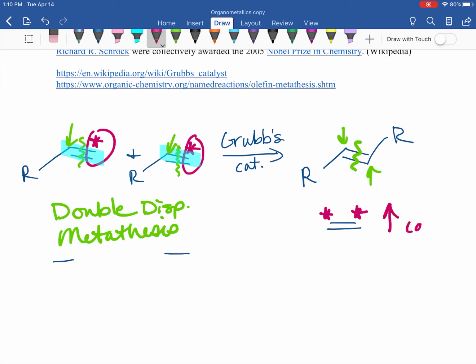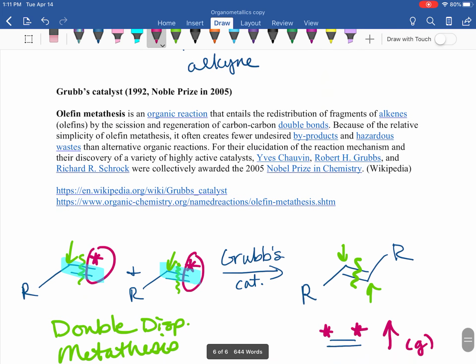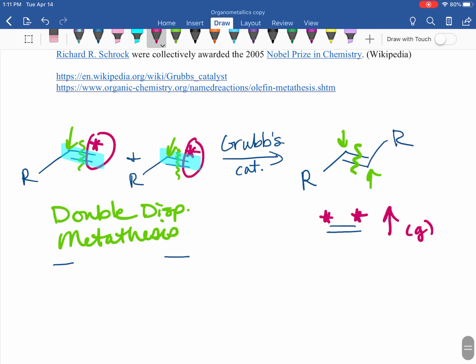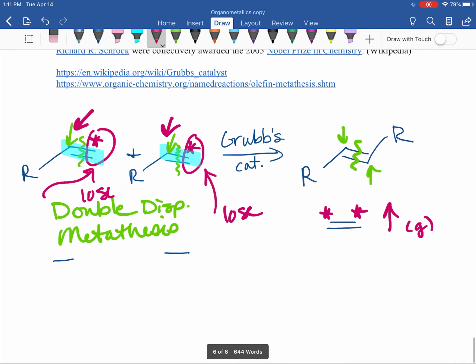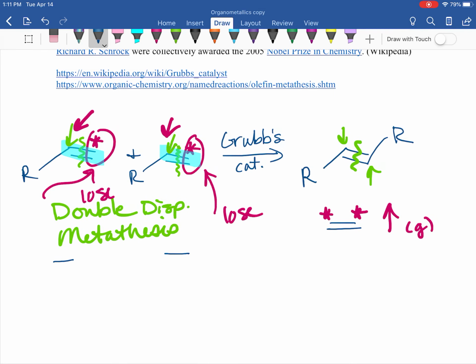You know when Grubbs is working because you're going to give off ethylene gas if you can trap that or have a way of knowing that that's leaving. So you do have to be careful with Grubbs because you are going to lose that end carbon on each one of those, and you're going to end up connecting your two internal carbons there on a Grubbs catalyst. Still known today.